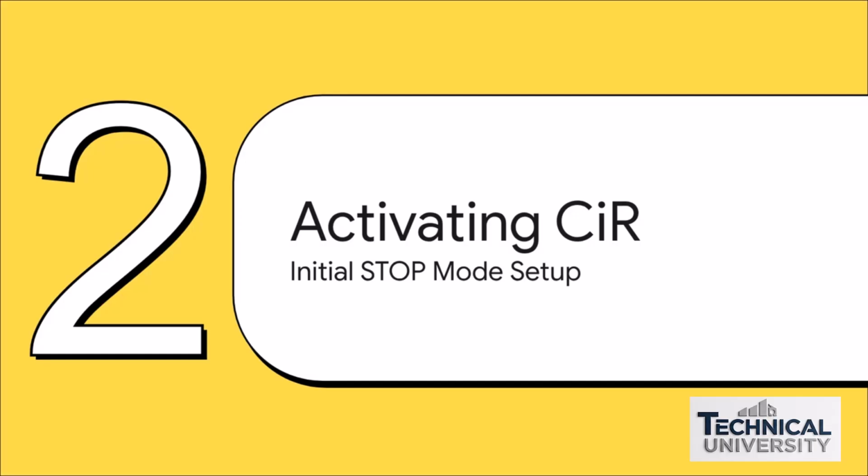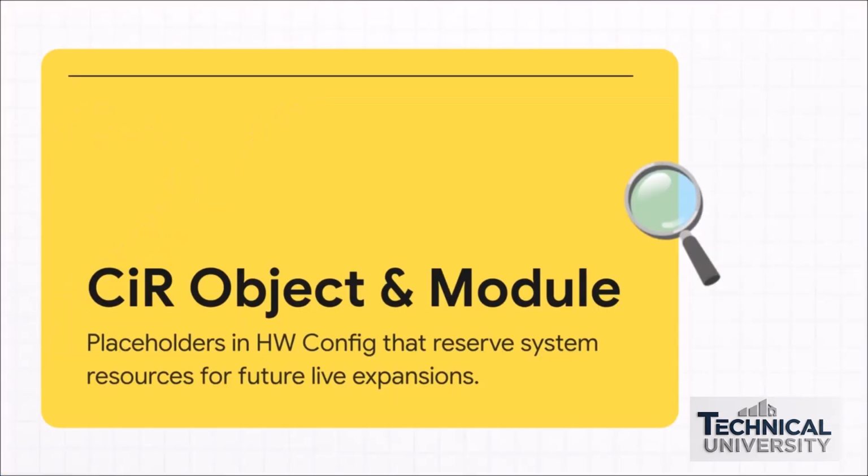Okay, let's get practical. Before you can do any of the cool live stuff, there's a crucial one-time setup you have to do. And this initial prep work has to be done with the CPU in stop mode. This lays the foundation for everything that comes next. The magic of CIR really comes down to these two things: the CIR object and the CIR module. Think of them like making reservations. The CIR object is like reserving slots on your entire Profibus network for future devices. The CIR module is more specific. It's reserving I/O address space inside an existing ET200M station for new cards you'll add later.